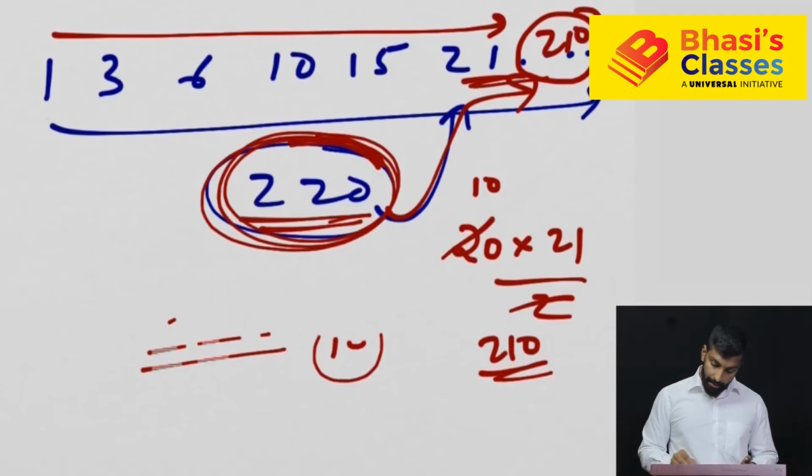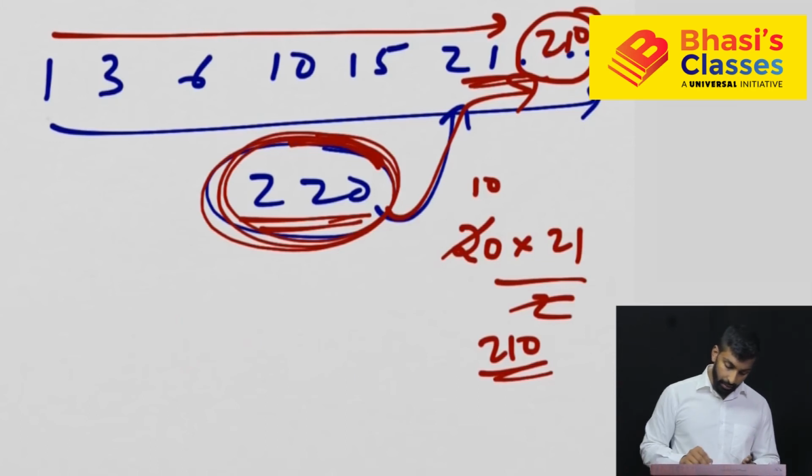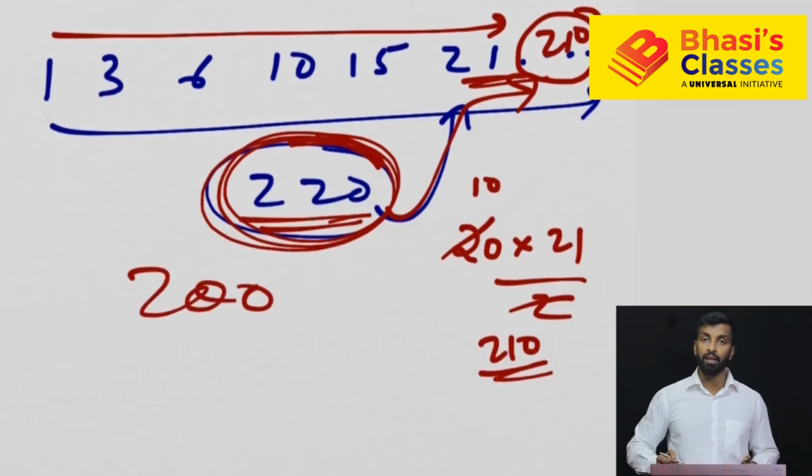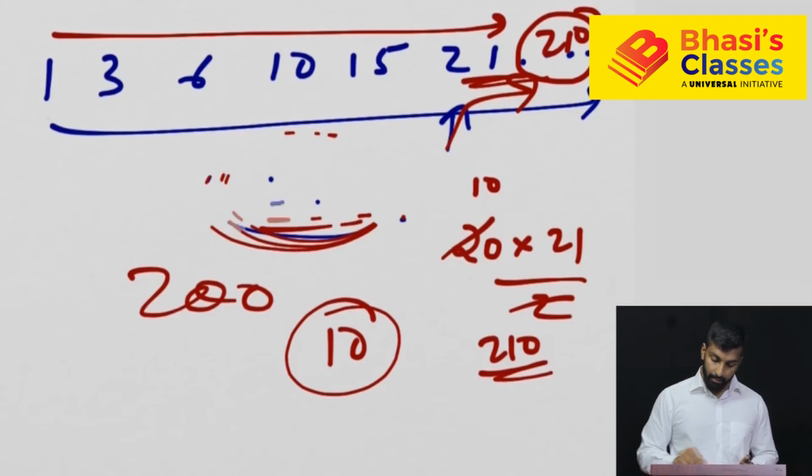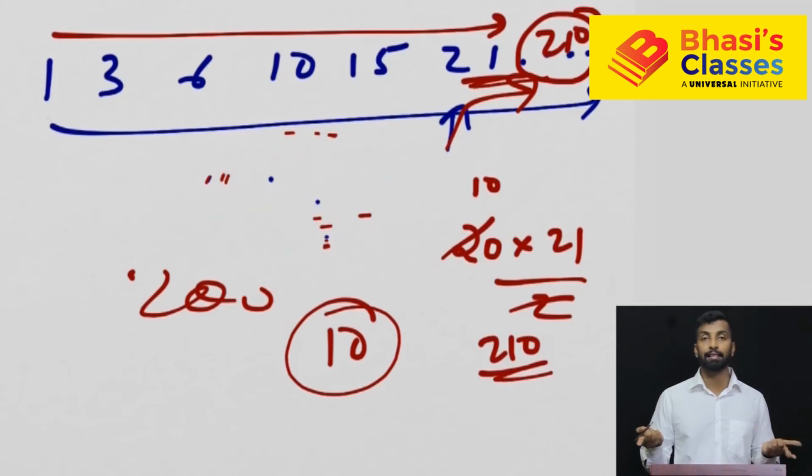Or you are missing a page and you are getting 200, right? I know the nearest sigma n number on the higher side is 210, so I can pick 10 as the page number he missed out. But for that it is very difficult. You cannot remember all the sigma n's, right? So if you can remember, then it is easy.